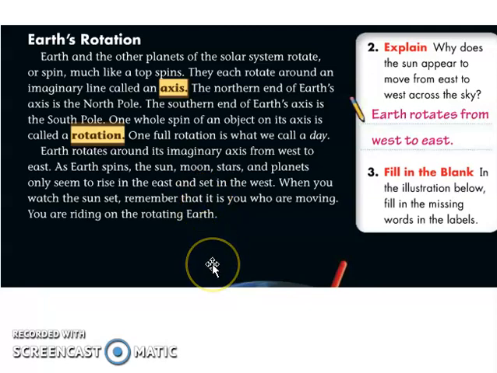So this is the first movement or motion of the earth. We call it Earth's rotation. Earth and the other planets of the solar system rotate or spin, much like a top or a spinner. You know what a spinner is, right? That was your favorite toy two years ago when it was so famous. They each rotate around an imaginary line called an axis. Earth is moving around an imaginary line.